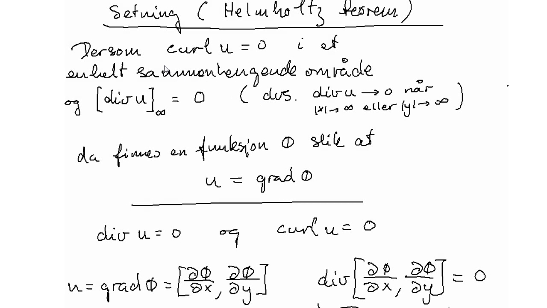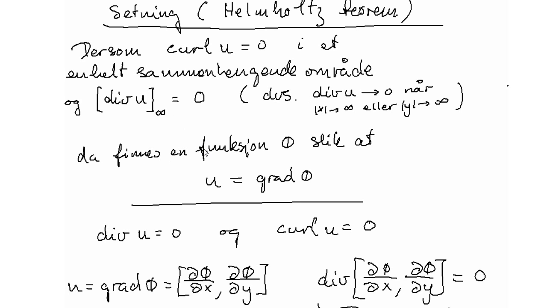Let's state the so-called Helmholtz theorem. It says the following: if the curl of a vector function is equal to 0 in a simply connected domain, and the divergence of this vector function u is equal to 0 in infinity. This means just that the divergence of u approaches 0 when x or y approach infinity in absolute value.